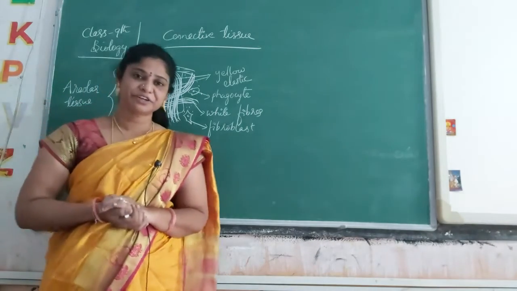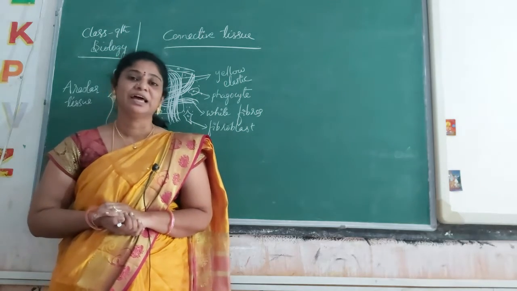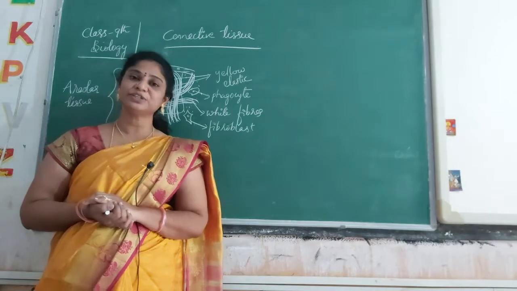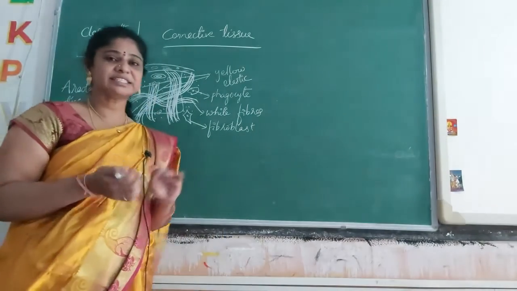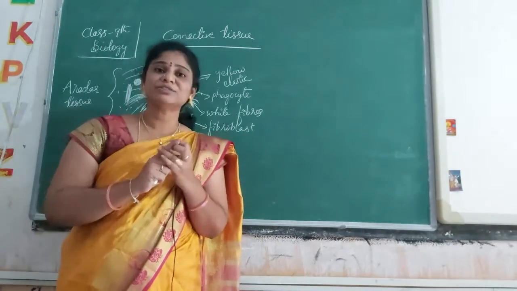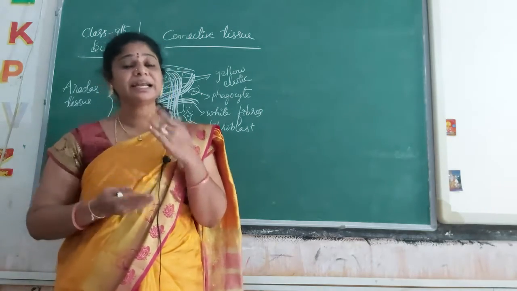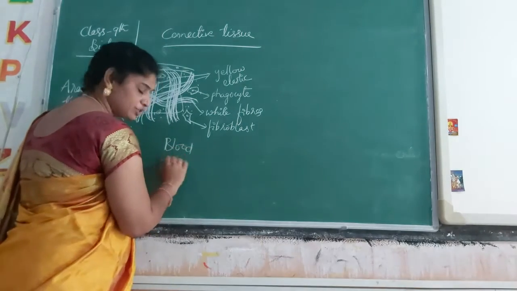Today we will start connective tissue. We have different types of tissues, as you know very well: muscular tissue, connective tissue, nervous tissue, and epithelial tissue. Today we will learn deeply about the connective tissue. Even blood is a connective tissue. It is a fluid material, but it is a connective tissue.